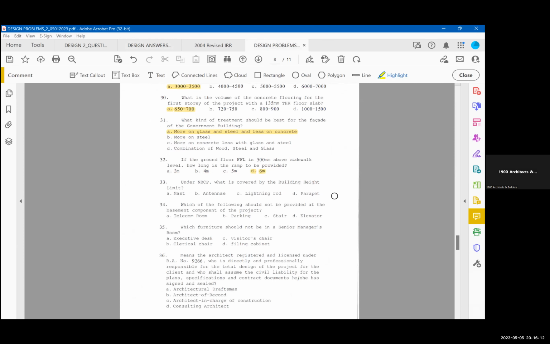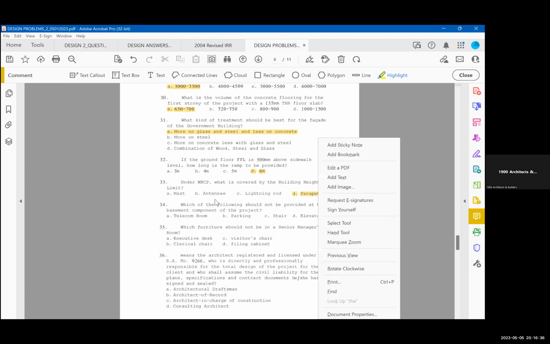Okay, number 33. Under NBCP, what is covered by the building height limit? A. Mast. B. Antenna. C. Lightning rod. D. Parapet. So the answer is letter D. Parapet. Kasama siya sa building height. The antenna is not in lightning rod.